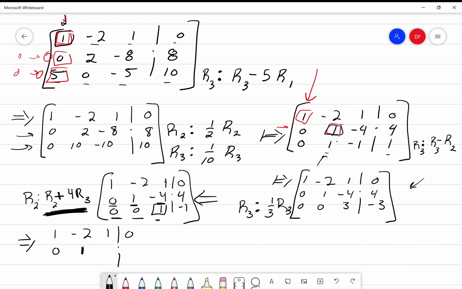So when I do this here, I get negative 4 plus 4 times 1, which is 0. And then here I'll have 4 plus 4 times negative 1, which will also give me 0. Okay, and row 3 stays the same, 0, 0, 1, negative 1.